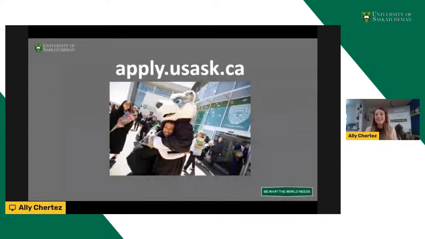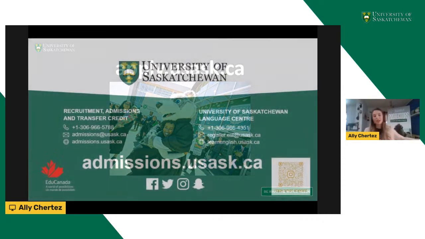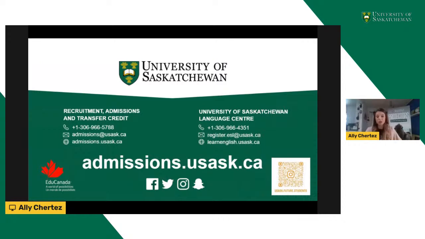All right. Thank you so much, everybody. This is really all there is to applying to USask. Easy peasy. Just a few steps. It'll take you no more than half an hour. Very, very straightforward. But if you have any questions, you can always, always get in touch with us. Here's our contact information. I'll be in the admissions and scholarship booth. If you have any questions today or after today, you can still get in touch with our recruitment, admissions and transfer credit team or our University of Saskatchewan Language Centre team, if perhaps you're interested in that joint admission option or simply studying English for academic purposes at USask.